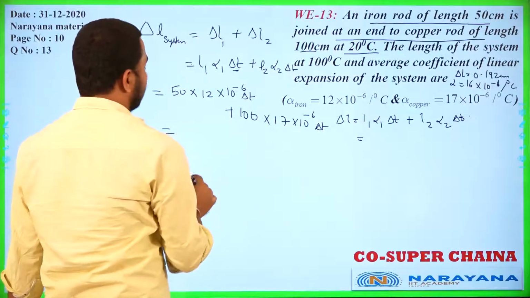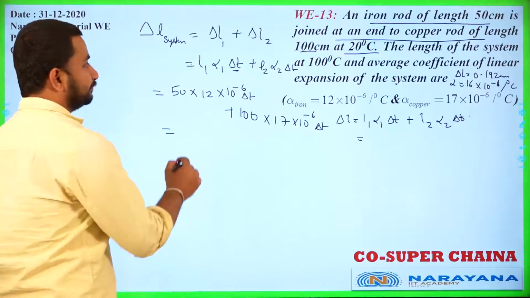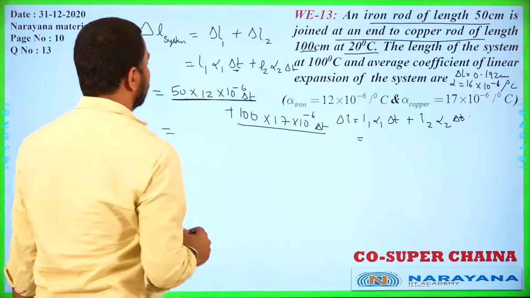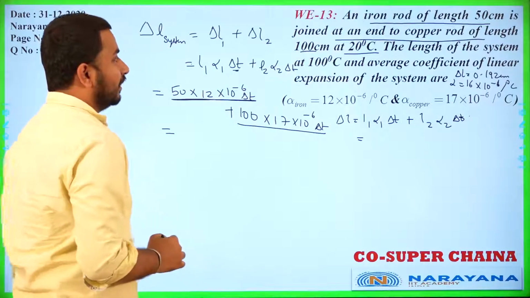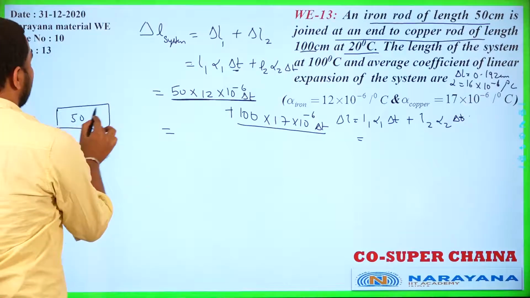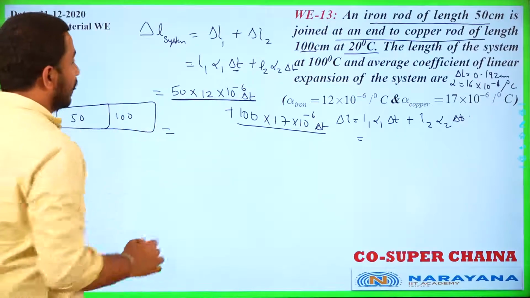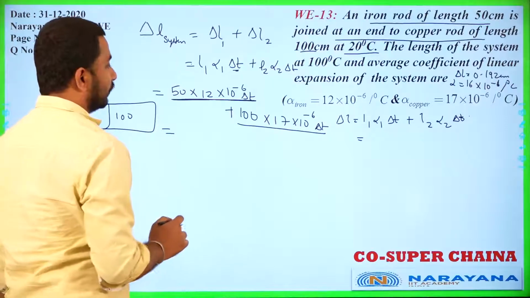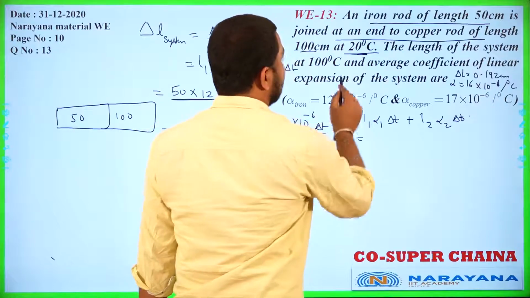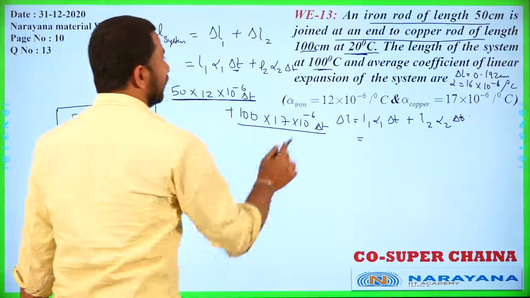So delta L of the system we can find from here, just substitute the value. Here we will get one value and here another value, so add these two values, and that will be the net value for this one. Now I have one rod of 50 centimeter and another rod of 100 centimeter, so the net expansion will be for this overall rod. And how much is the temperature change? At 20 degrees Celsius, the length of the system at 100 degrees Celsius is this one. So delta T is 80.